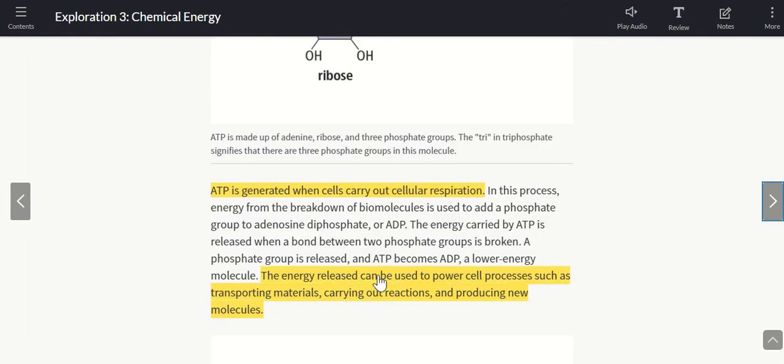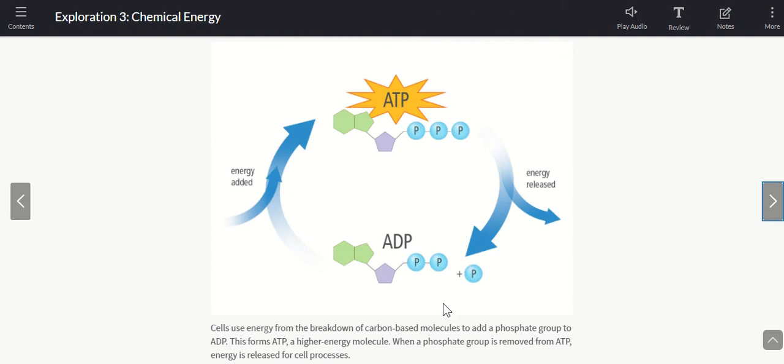So again, ATP is generated through cellular respiration. The energy can be released to power processes in the cell. This is what that process looks like. When we charge this molecule up, there are 3 phosphate groups. When we use the energy inside, we're breaking off one of those phosphates, releasing the energy, and then that ADP, which stands for adenosine diphosphate, because now we only have 2, needs to be recharged.